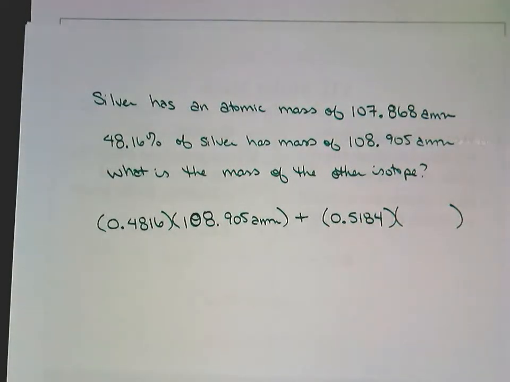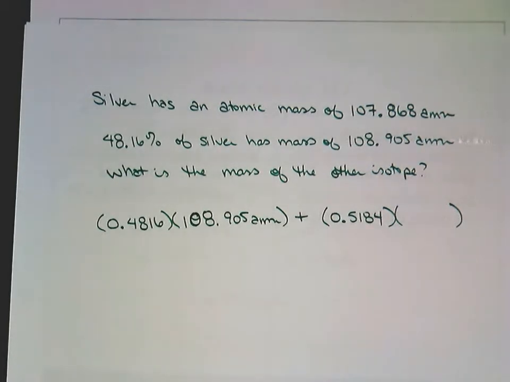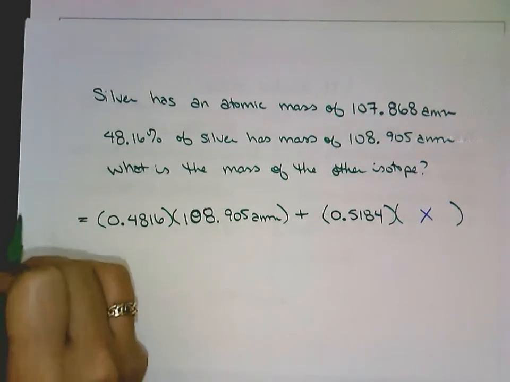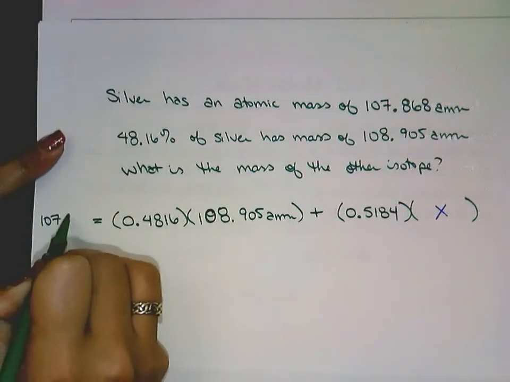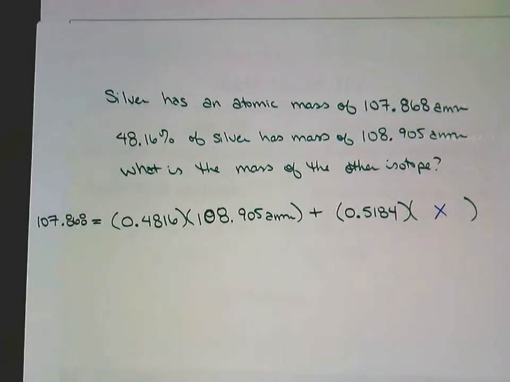And then this is the thing I'm looking for, right? That's the mass I don't know. Call that X. So then that's going to be equal to the mass they gave us, 107.868. Does that solve it? Well, in the homework, they don't give us either of the percentages.